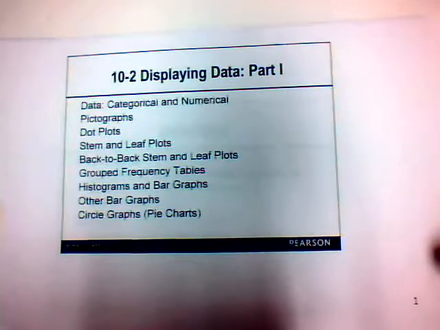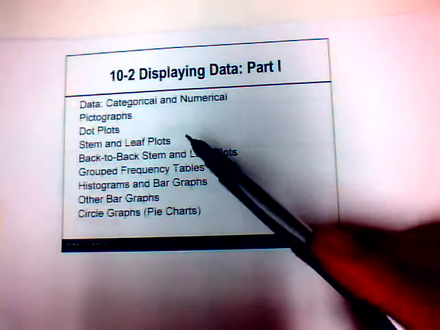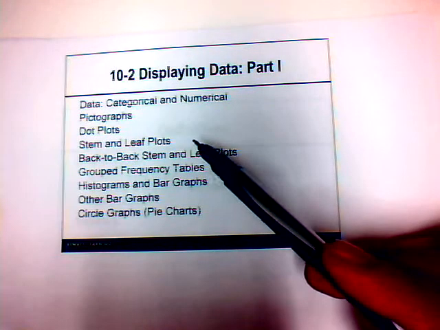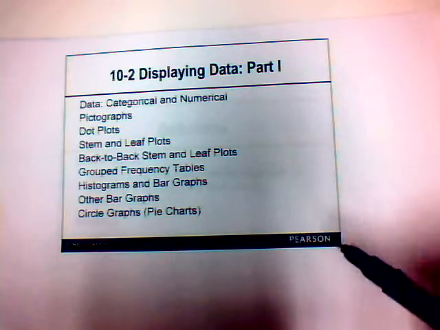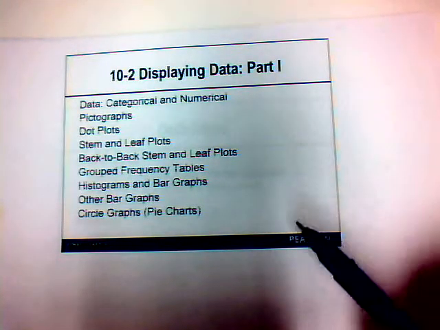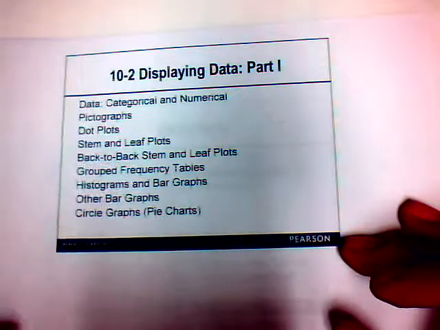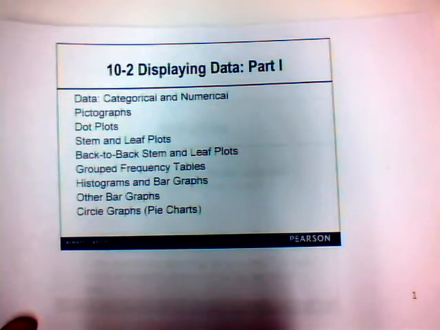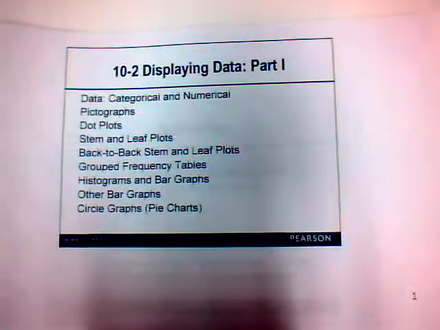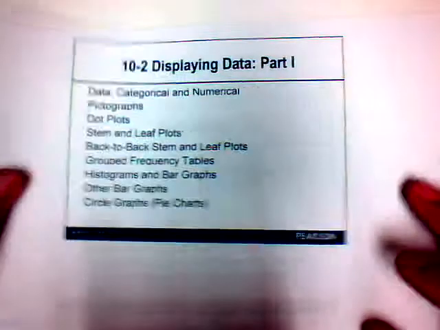Also, we'll look at pictographs, dot plots, stem and leaf plots, back-to-back stem and leaf plots, grouped frequency tables, histograms and bar graphs, and other bar graphs. And I'll touch briefly on circle graphs, which are another way of saying pie charts.